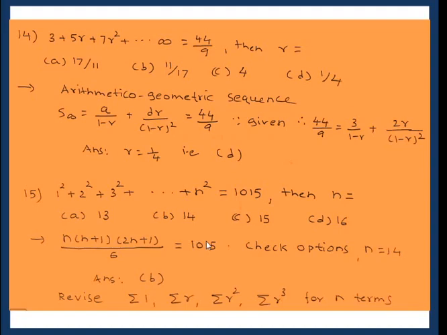Now there is one method, the donkey method, in which you just expand this, obtain a cubic equation and solve that. But it is not required because we know that n is a natural number. So why not express the product 1015 into 6 in the form n into n plus 1 into 2n plus 1? So this will be 14 into 15 into 29. Here you have to revise sigma 1. What is sigma 1? It is n, sigma r square, sigma r cube.